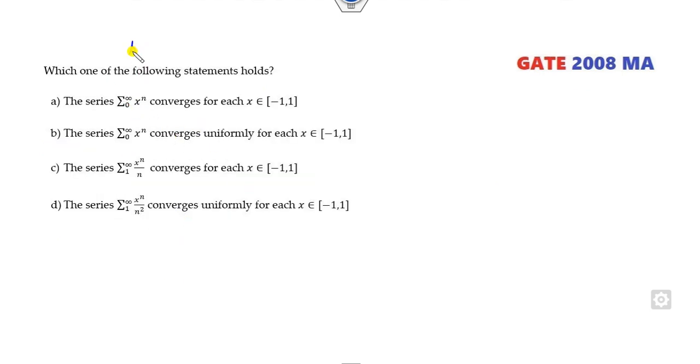Now again you can see they are talking about the series, and you have to check which of the following statements hold. A very simple approach I can tell you. There is no need to solve. Remember, you can solve this question with the help of the radius of convergence. Fine. You can start with the absolute value of this and check whether it's convergent or not. But I will tell you another simplest way.